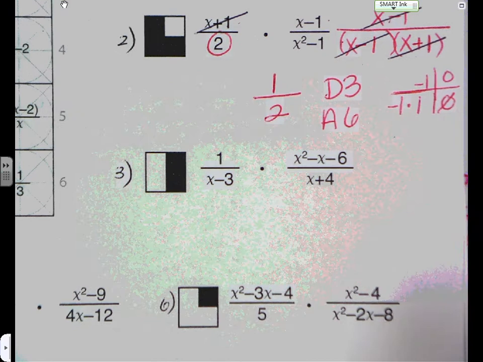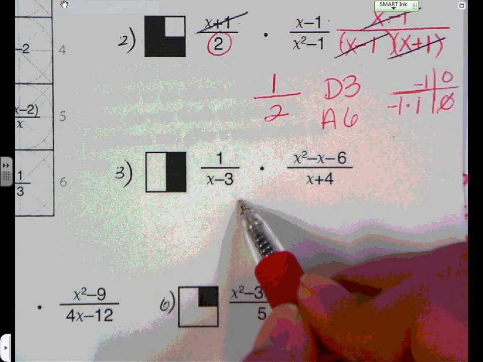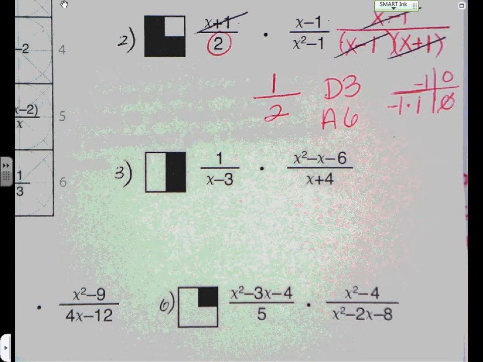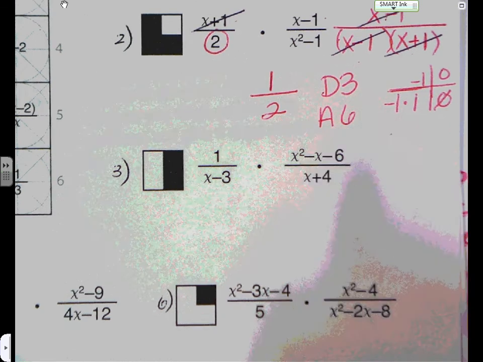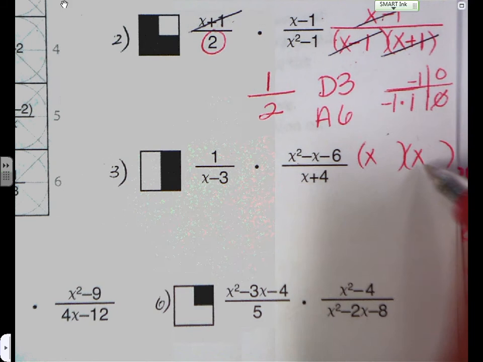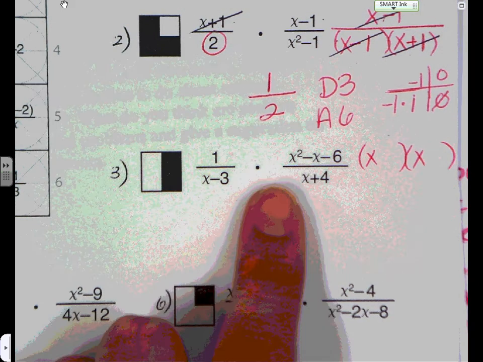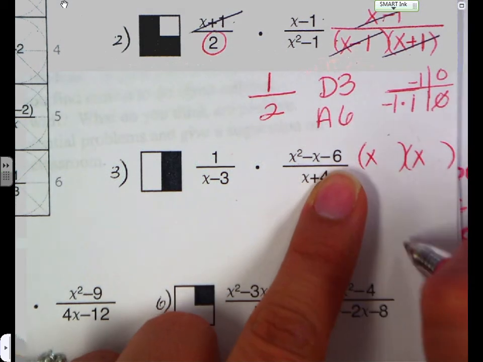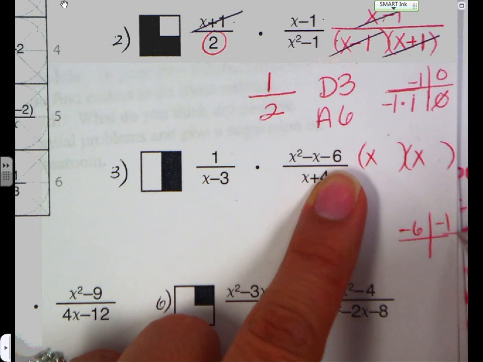Okay, if you look at number 3, the numerator and the denominator, there's nothing you can factor. Okay, so you're going to factor the numerator. So because you have an x squared, you're going to automatically put an x and x there. What are the factors of -6 that add up to -1?